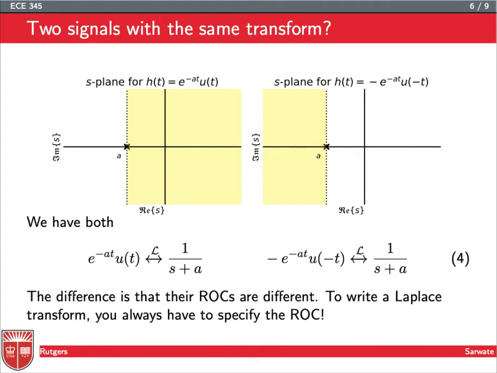So this signal here we can see is blowing up as it goes to minus infinity, and therefore the region of convergence only makes sense if we make sure that s is sufficiently negative, and that's why we get this region of convergence that's going to the left here.